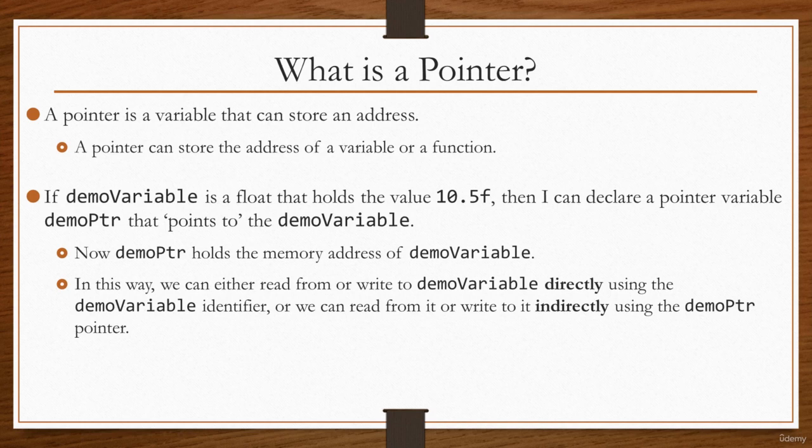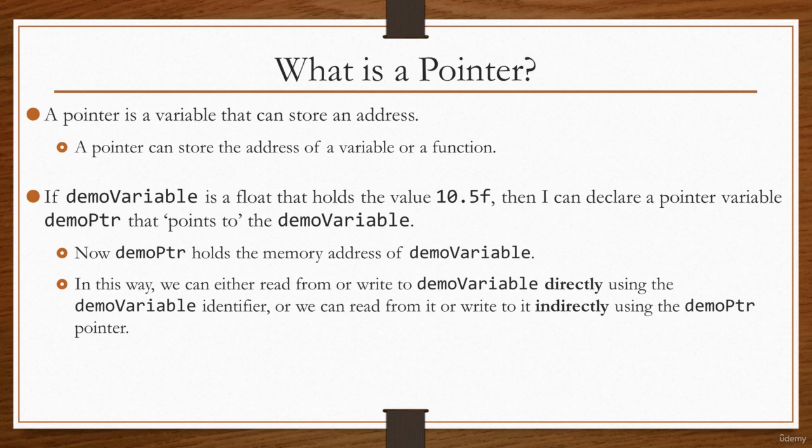Let's say demo variable is a float that holds the value 10.5, then I can declare a pointer, let's call it demo ptr for demo pointer, that points to the demo variable. So our demo ptr pointer variable now holds the memory address of demo variable. And again, demo variable is just a regular float variable, right? As we're all familiar with already.